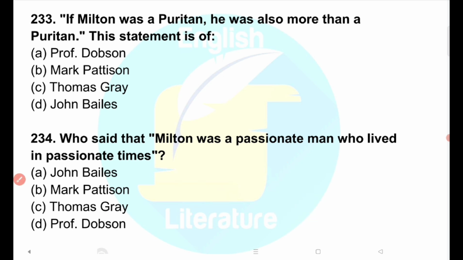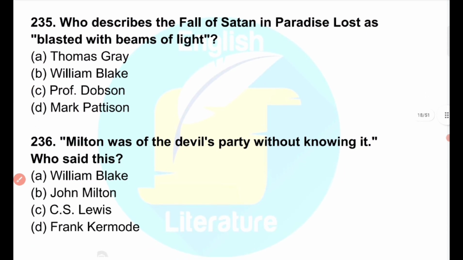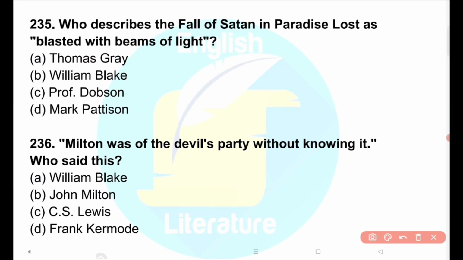Next, who described the fall of Satan in Paradise Lost as blasted with beams of light? Option A, Thomas Gray. Thomas Gray describes Satan's fall in these words, in The Progress of Poesy. The phrase suggests that Satan was overwhelmed by divine light and cast into darkness. The poetic image highlights Milton's grand and dramatic depiction of Satan's downfall.